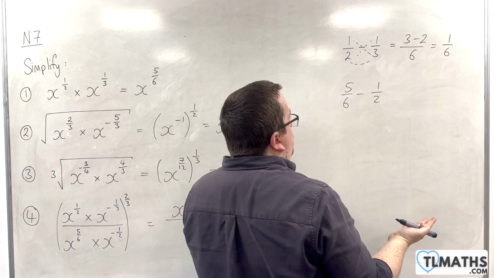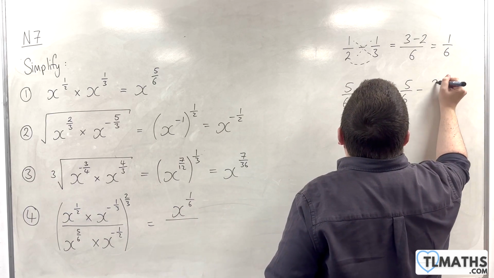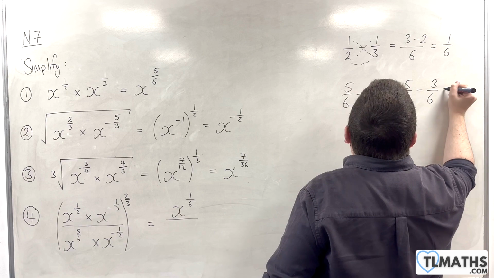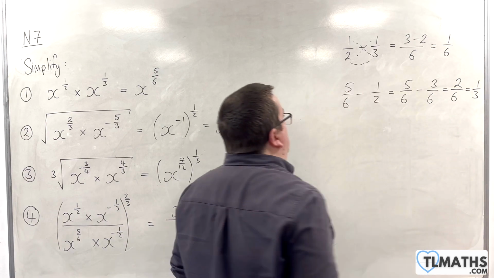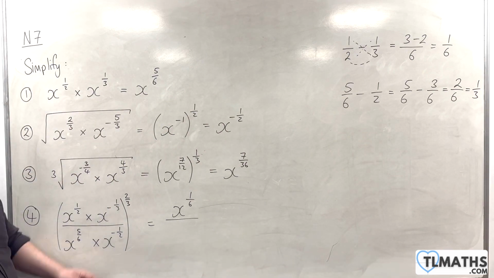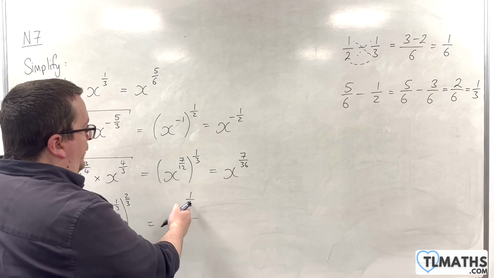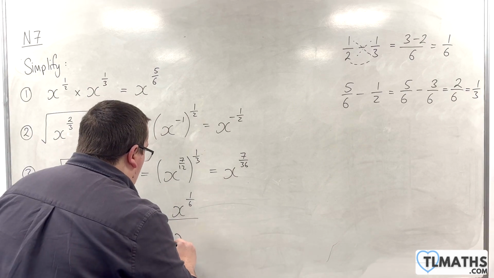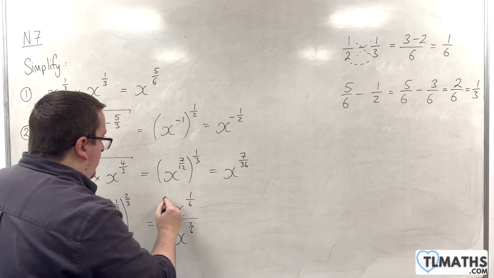Now I don't need to cross multiply for that, because that's going to be 5/6 take away 3/6, which is 2/6 or 1/3. Now I'm going to keep it as 2/6 just for ease here, because I've got a 6th there already. So I'm going to write it as x to the power of 2/6. And don't forget, that's all to the power of 2/3.